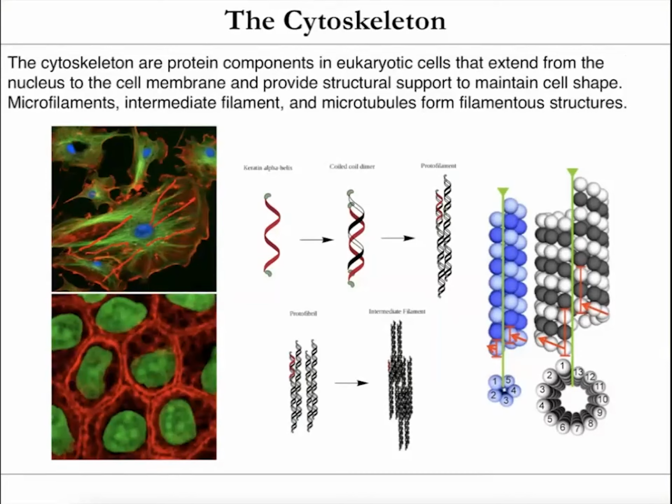So they maintain this cell shape. They also are involved in trafficking of different vesicles and proteins throughout the cell. So they provide structure, but they also are like providing roads basically throughout the cell. But we'll talk about that in a minute.